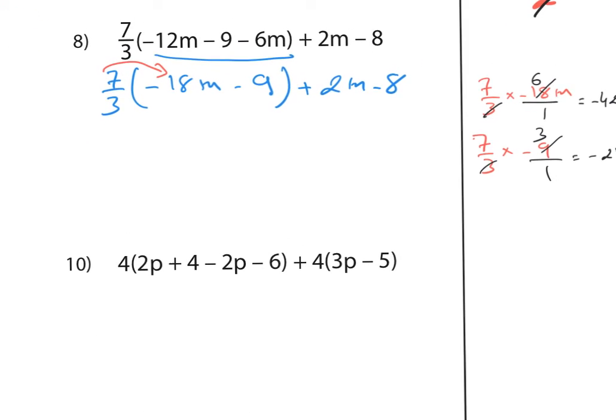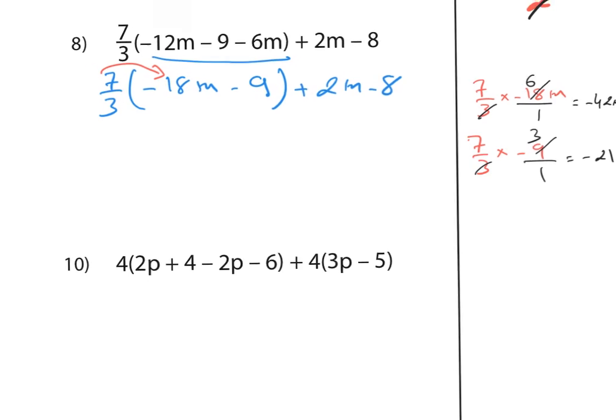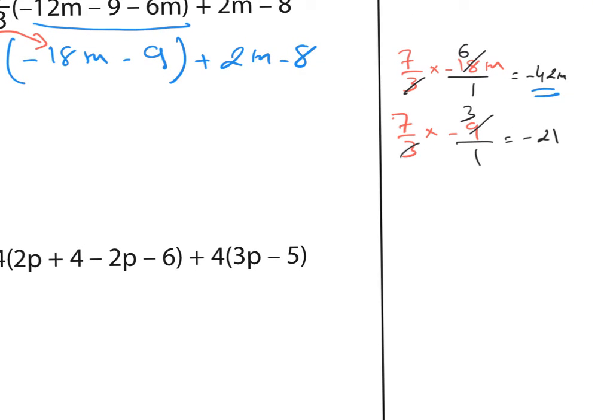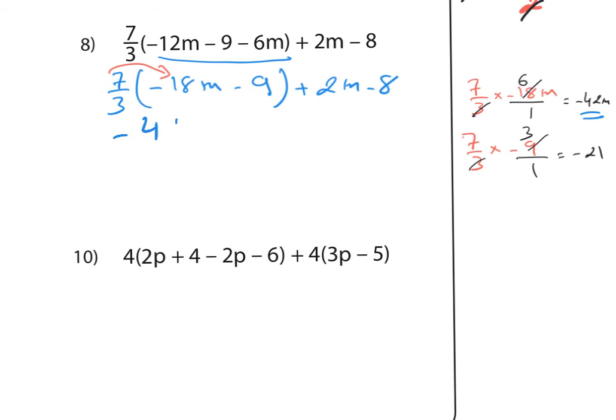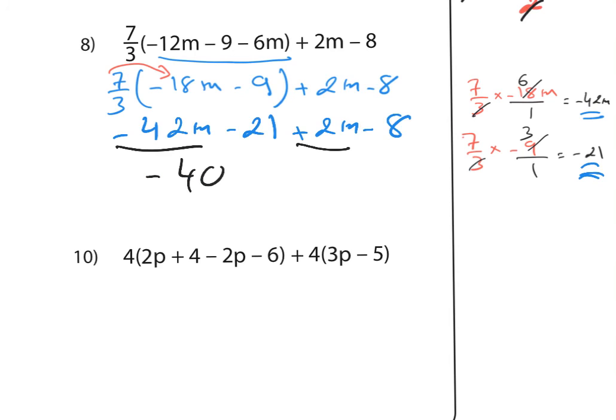Now let's go back to our question here. What's 7/3 times negative 18m? As we got here, we got negative 42m. And what's 7/3 times negative 9? As we got from here, that would be negative 21, right? Plus 2m minus 8. Now we're going to combine negative 42m with positive 2m. What's negative 42 plus 2? That will be negative 40, so negative 40m. And negative 21 minus 8 will be negative 29. And that's going to be our final answer.